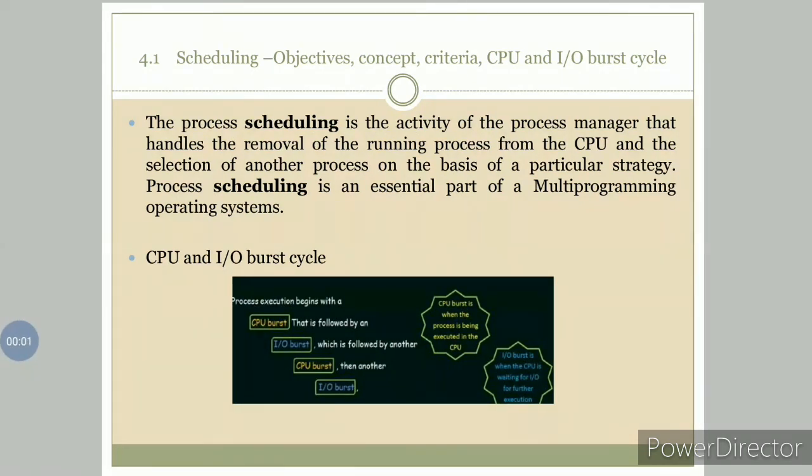Next is CPU and IO burst cycle. The CPU and IO burst cycle is a state of the execution of the process, which means that process execution starts with a CPU burst, then goes to an IO burst, and then again a CPU burst. Likewise, it always follows in an alternating fashion. A CPU burst is when the process is being executed in the CPU, and an IO burst is when the CPU is waiting for IO for further execution.